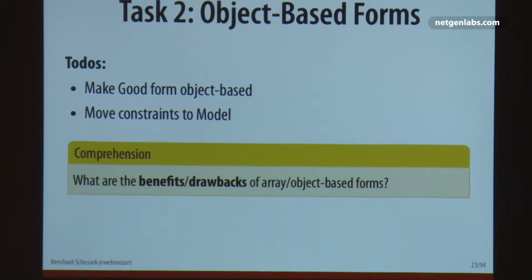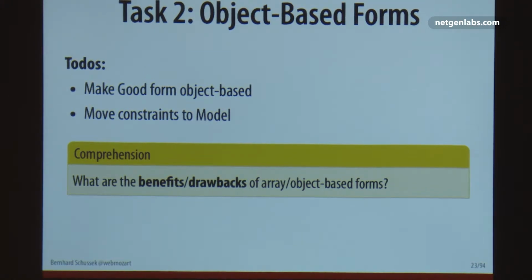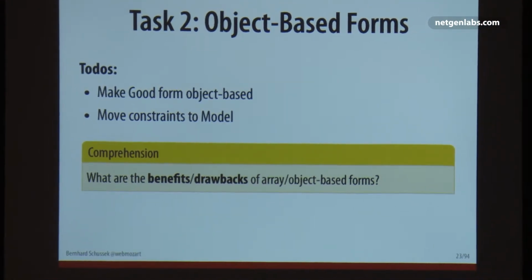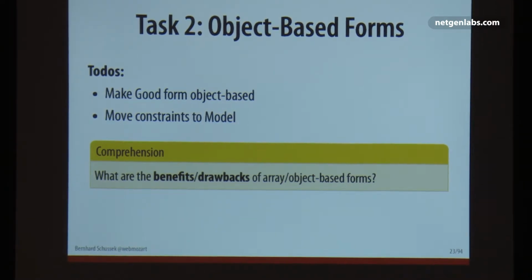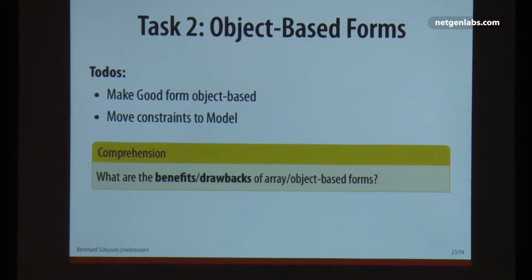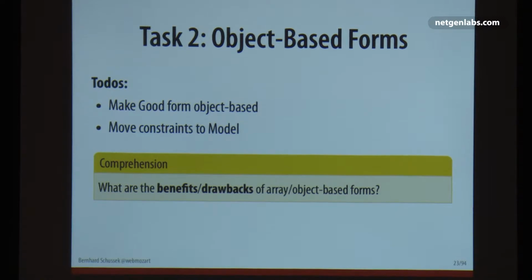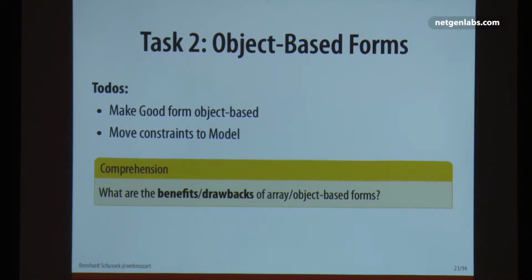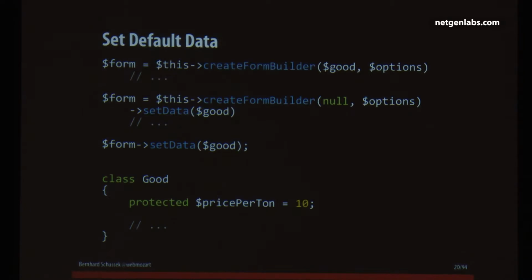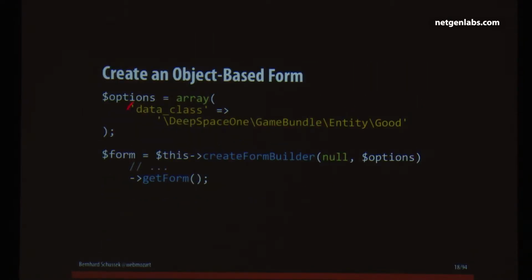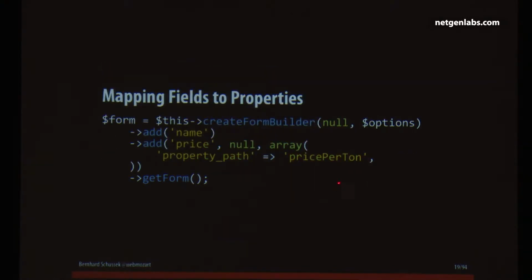So the second task for you would be to take the form from the first task and make the modifications that I just showed to you. Instead of making it an array-based form, make it an object-based form. And move all the constraints to the model that we have in the controller right now. So basically what you need to do is pass the data class option to the form builder. You can probably just leave the fields as they were before.